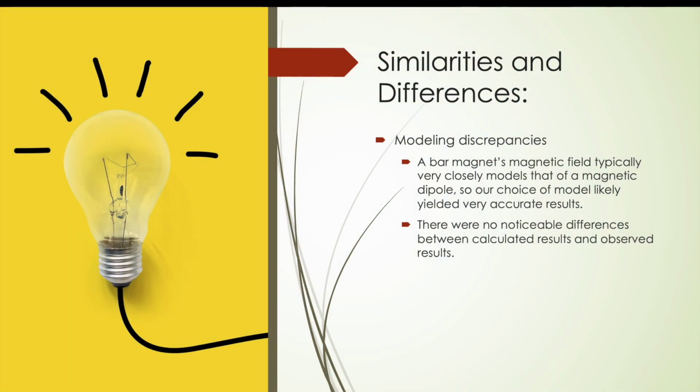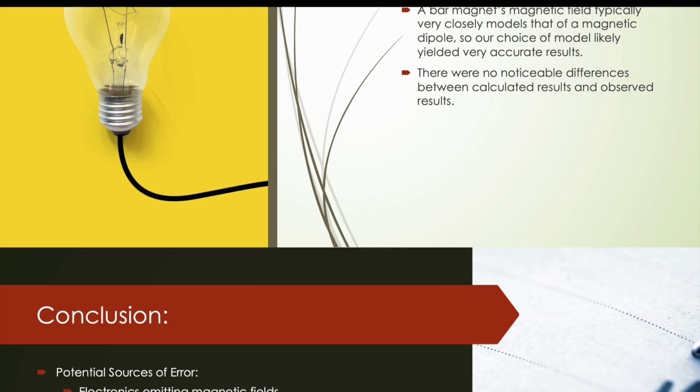Similarities and differences. Modeling discrepancies. A bar magnet's field typically models very closely to that of a magnetic dipole, so our choice of model is likely yielding very accurate results. There were no noticeable differences between calculated results and observed results.